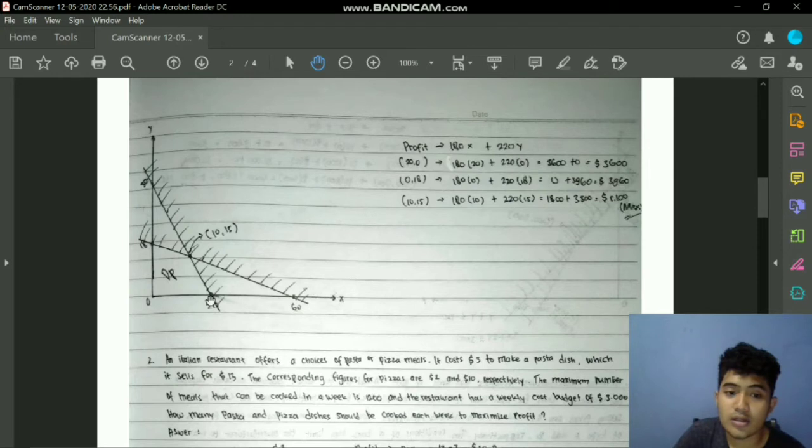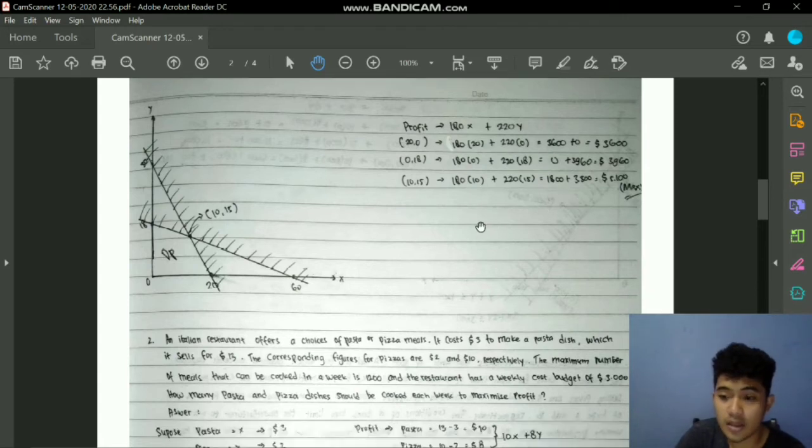We use the points 20,0 and 0,18. We substitute the numbers 120,0 into 180x plus 220y for all the points here, and we get the max profit is 5,100.